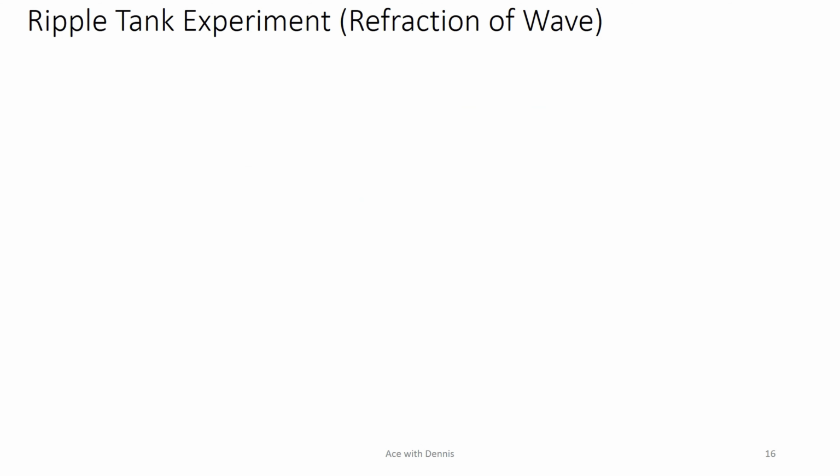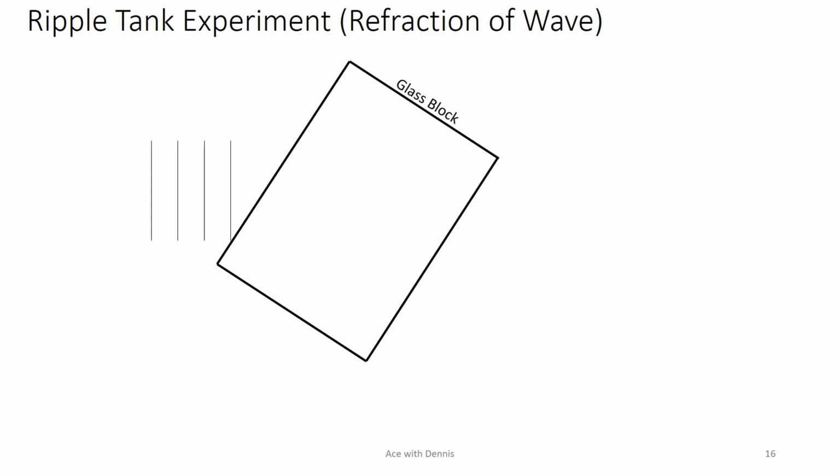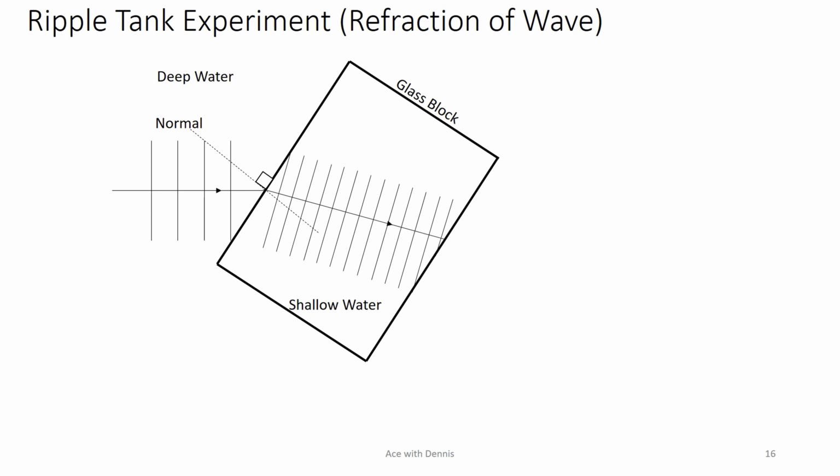Now, let's talk about the refraction of waves in a ripple tank. Let's say this is a glass block, and the ripple enters the glass block at a certain angle. So this is the deep water, and this is the shallow water. First, we draw the normal line, which is perpendicular to the borders. Then, the ripple will bend towards the normal when it travels from deep water to shallow water. So, at the shallow water, we'll draw the ripple with shorter wavelength. Then we complete the diagram with the wave at the borders.